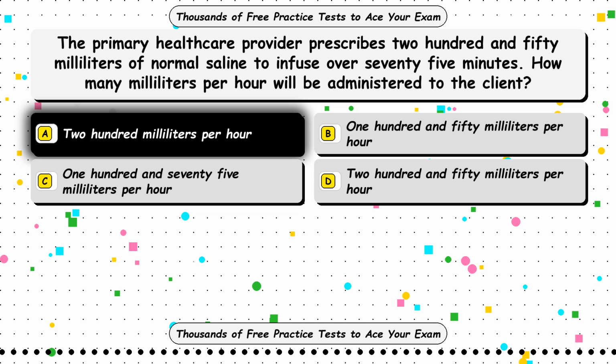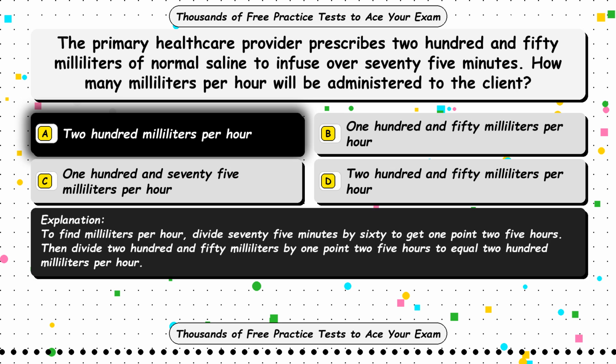The correct answer is option A: 200 milliliters per hour. To find milliliters per hour, divide 75 minutes by 60 to get 1.25 hours. Then divide 250 milliliters by 1.25 hours to equal 200 milliliters per hour.